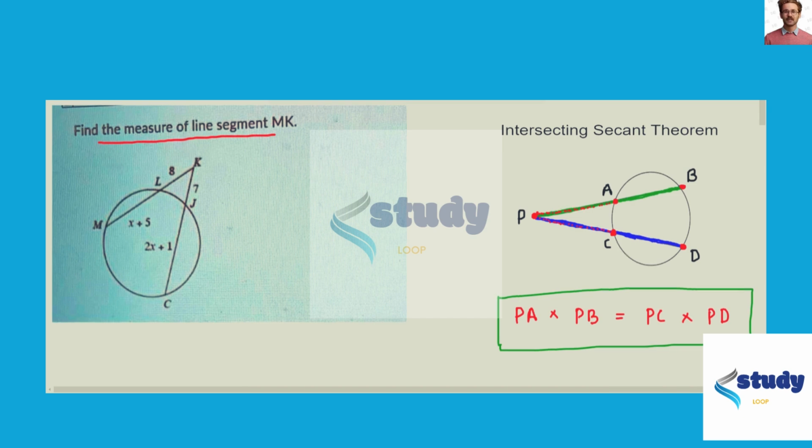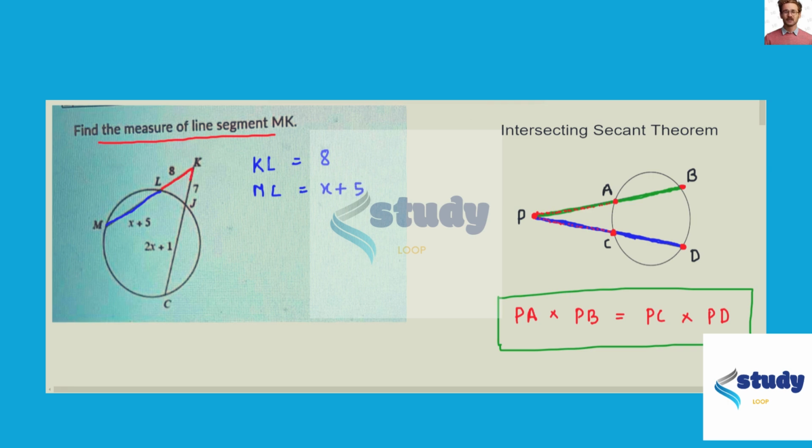In this question, we have to find the measure of line segment MK in this diagram. The length of segment KL is given as 8 units, and the length of segment ML is given as x plus 5 units.